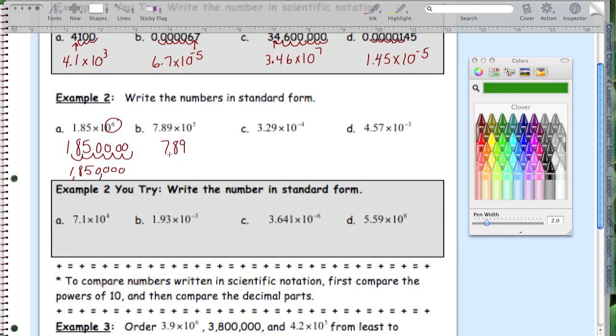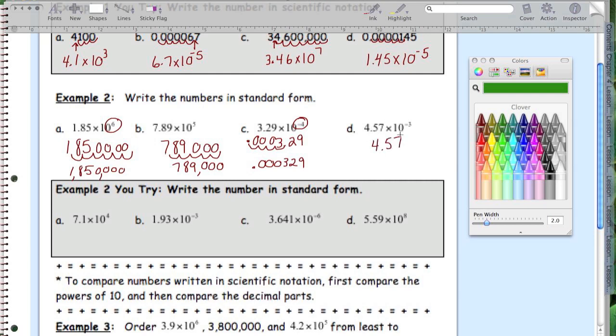7.89, we're going to have 5 spaces. 1, 2, 3, 4, 5. Fill in my 3 zeros. 789,000. Here we have 3.29 times 10 to the -4th. So I write my number down, and here we have a negative exponent. So in the end, our answer has to be a decimal because negative exponents imply decimals. So I'm going to go to the left. 1, 2, 3, 4. Put my decimal. And I end up with a small number like we know negative exponents imply.